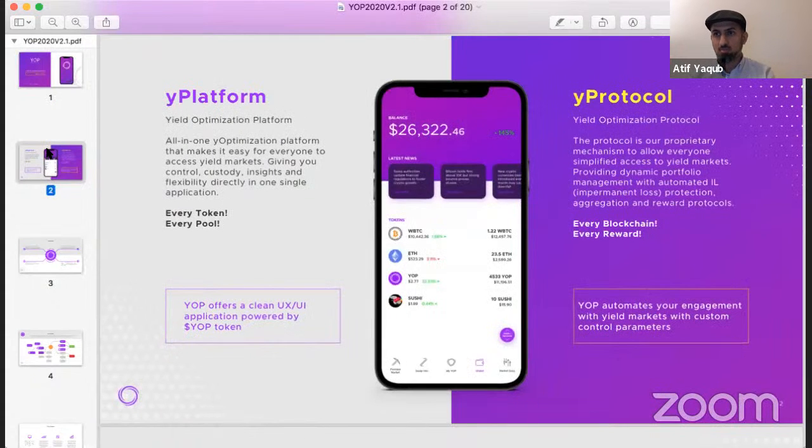So our product is split into two main areas. One is the platform and one is the protocol. The platform allows you to access DeFi marketplaces, but also it makes the process easier by having this 5 product set all within one application. So you access the marketplace, you swap your tokens, you deposit them in the wallet, and you also have your market data all within one application.